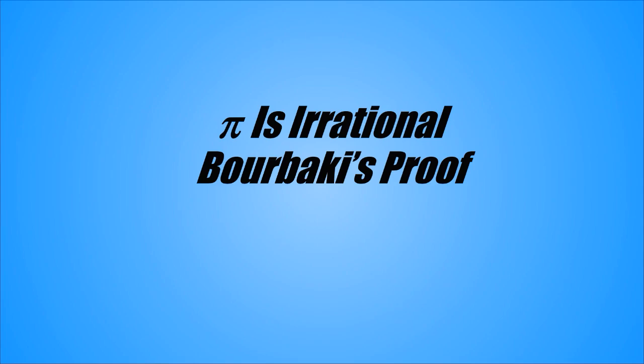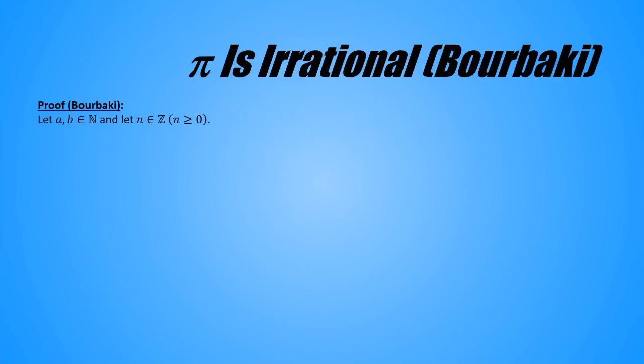So in this video, I'm going to present a proof that pi is irrational that was given by Nicolas Bourbaki. In the last video, I presented Ivan Niven's proof that pi is irrational. Like Niven's proof, Bourbaki's proof is a proof by contradiction. So, let a and b be natural numbers, and let n be a non-negative integer. So, like I said in the intro, this is a proof by contradiction. Just like in Niven's proof, we're going to assume that pi is a rational number.